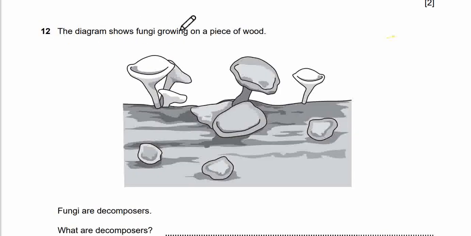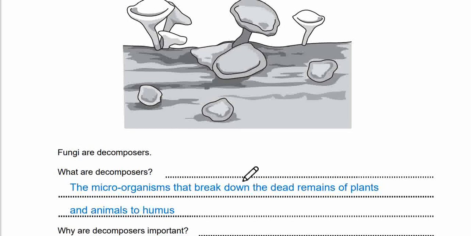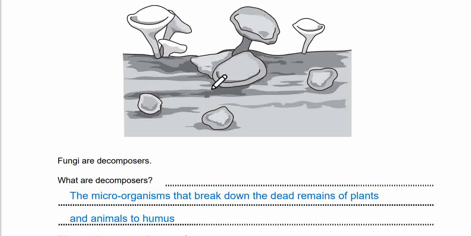The diagram shows fungi growing on a piece of wood. Fungi are decomposers. What are decomposers? Well, decomposers are microorganisms that break down dead animals or plants. So let's type down our answer. The microorganisms that break down the dead remains of plants and animals to humus. So it will help in the soil fertility.